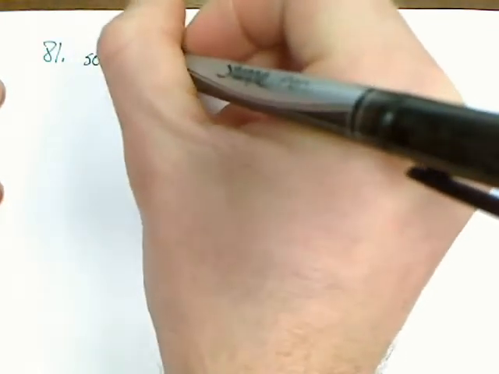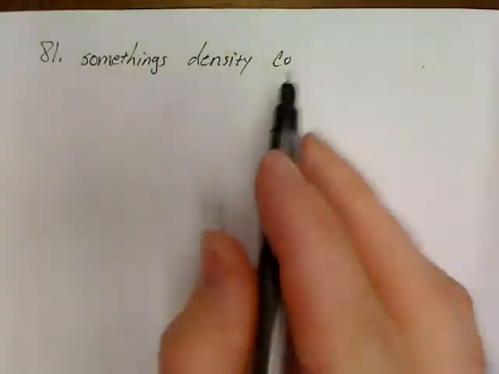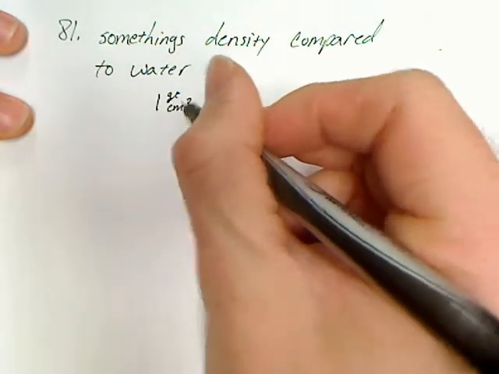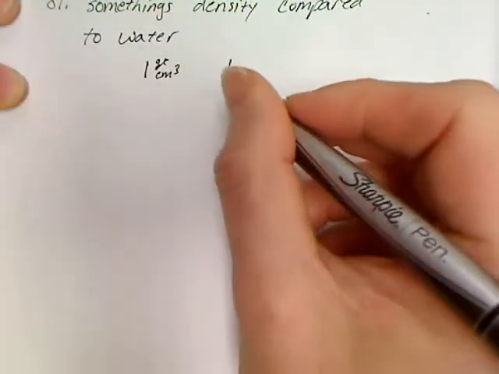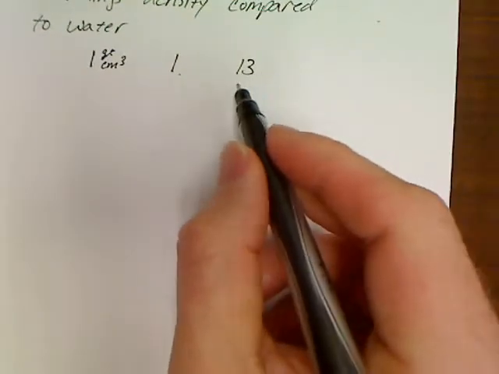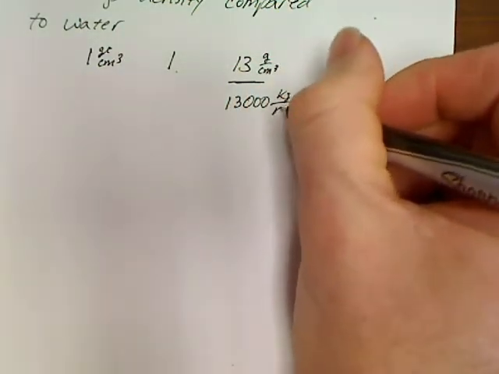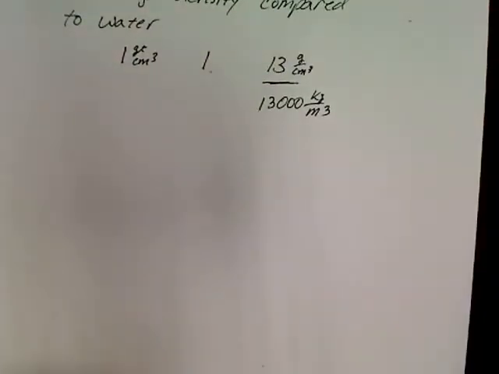81. Let's see, specific gravity is something's density compared to water. So remember, the density of water is 1 gram per centimeter cubed. So the specific gravity of water is 1. So if something were to have a specific gravity of 13, that means its density is 13 grams per centimeter cubed, or 13,000 kilograms per meter cubed. That's all specific gravity means. It's something's density compared to water.